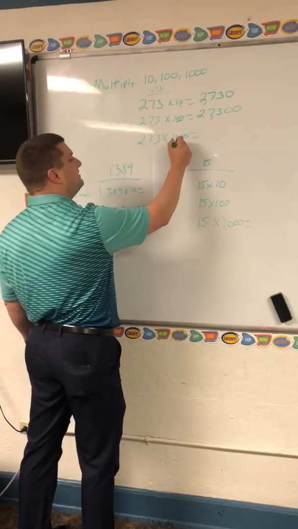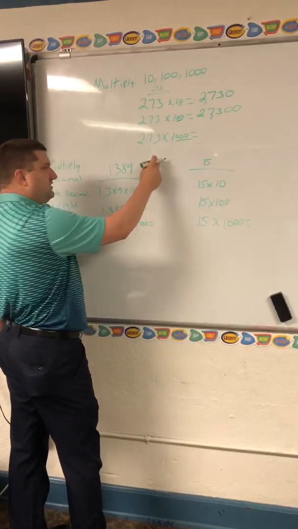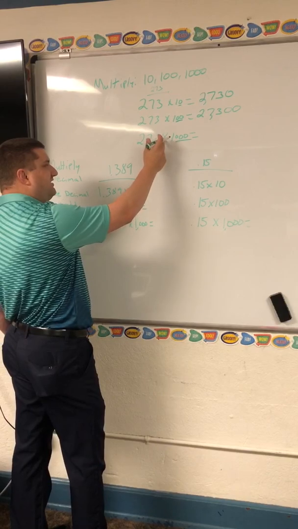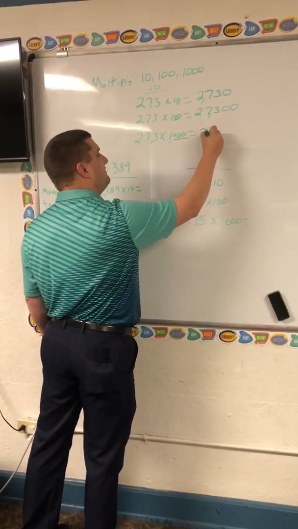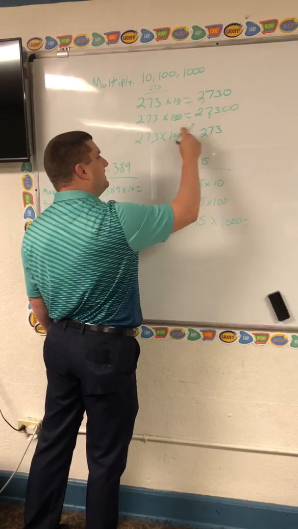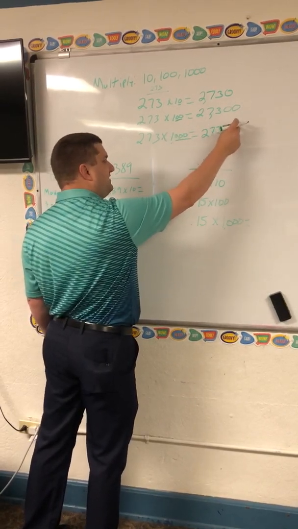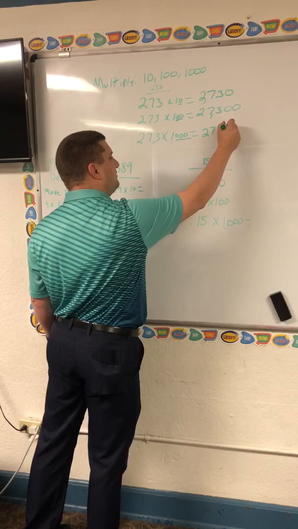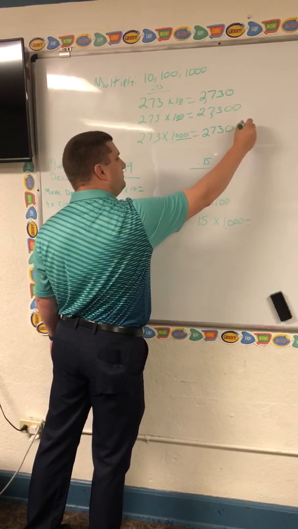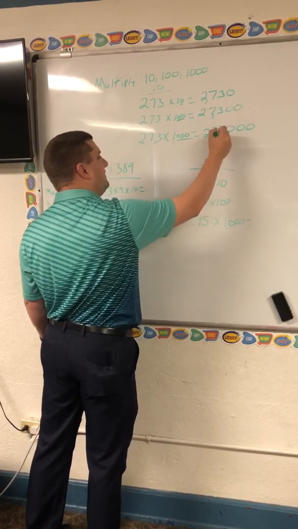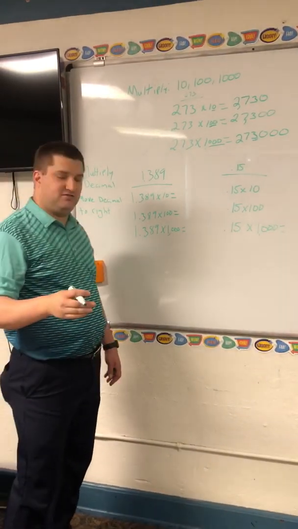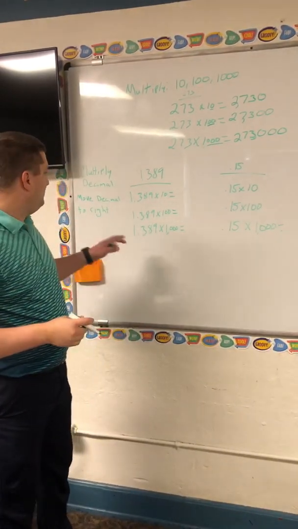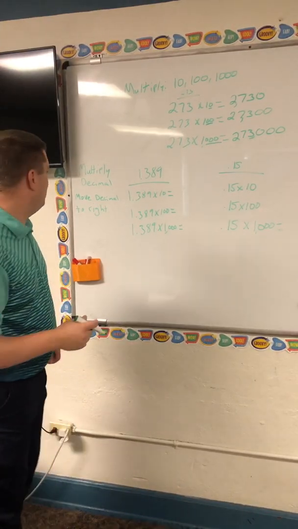And the last one is 273 times 1,000. This has 3 zeros. So you know that all you have to do is add 3 zeros to the end of this number. So go ahead and write 2, 7, 3. Because this is 3 zeros, you just add 3 zeros to the end of this number. So 1, 2, 3. And your answer is 273,000.